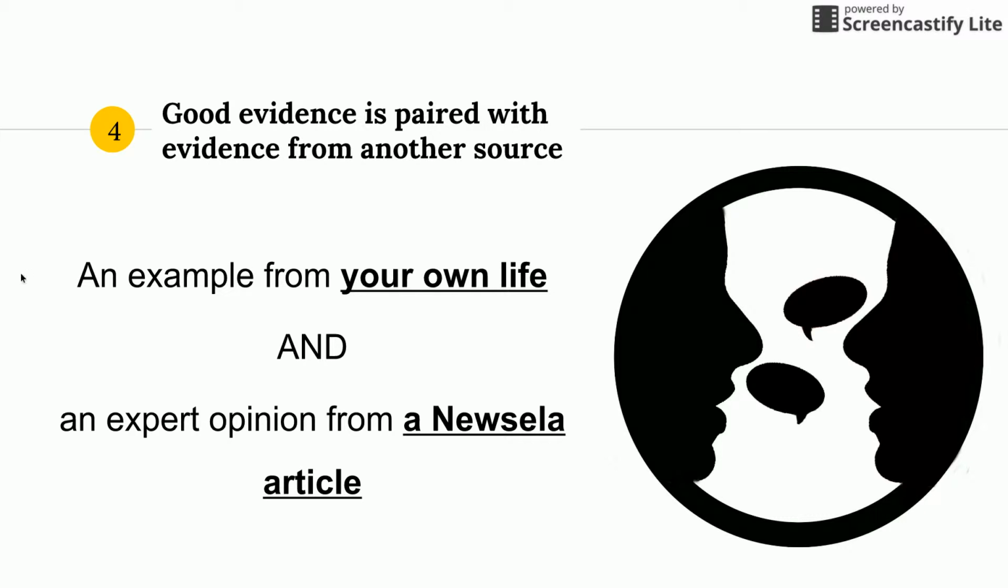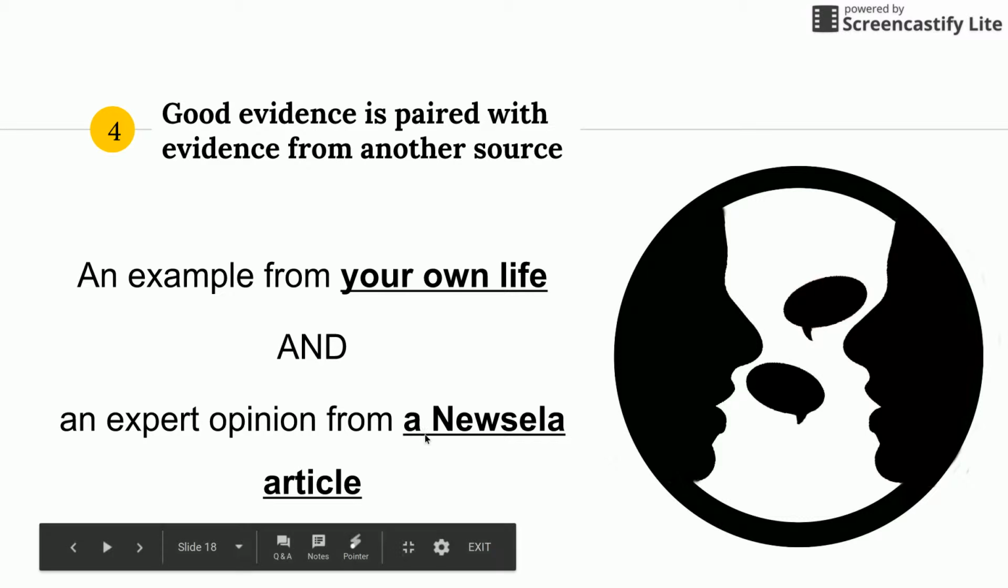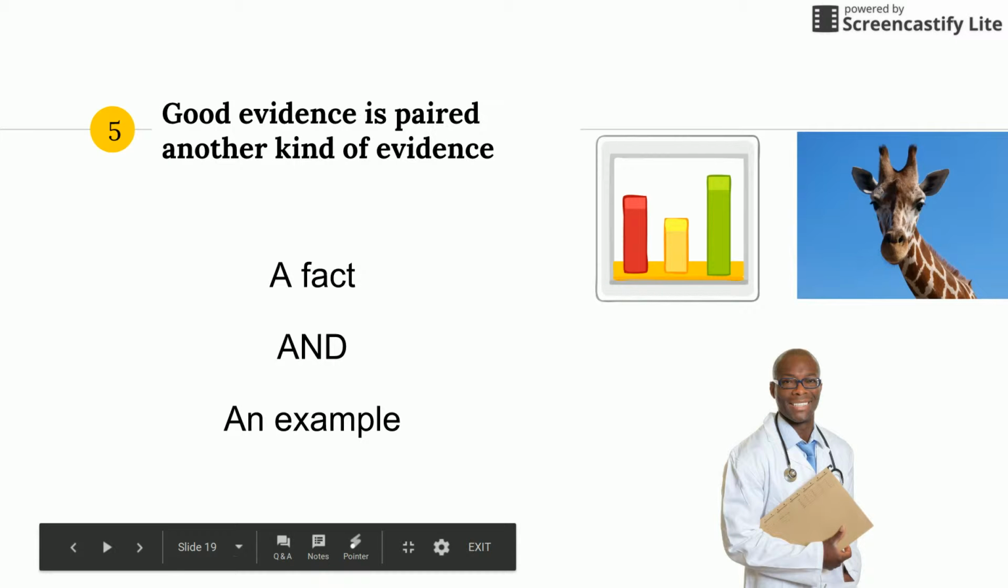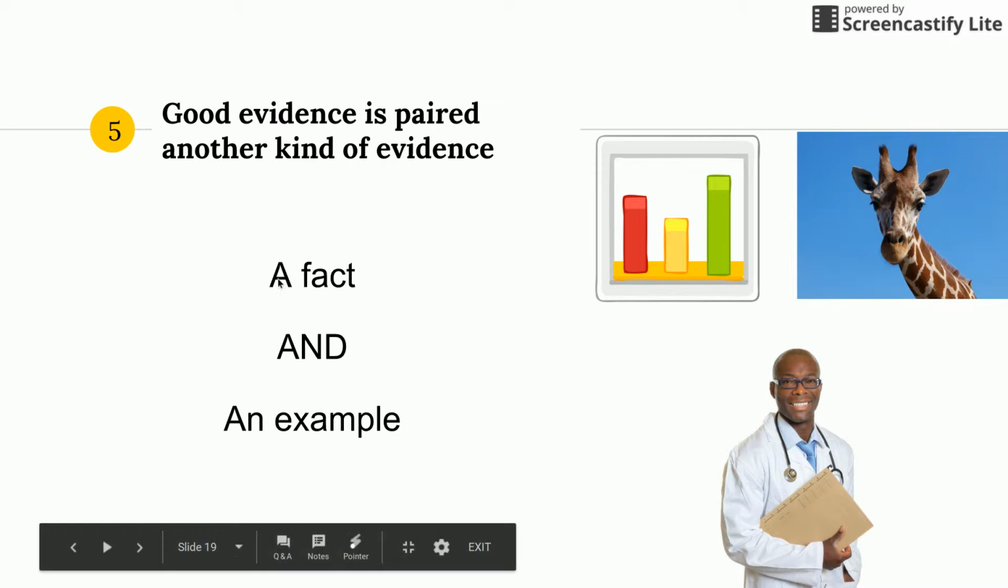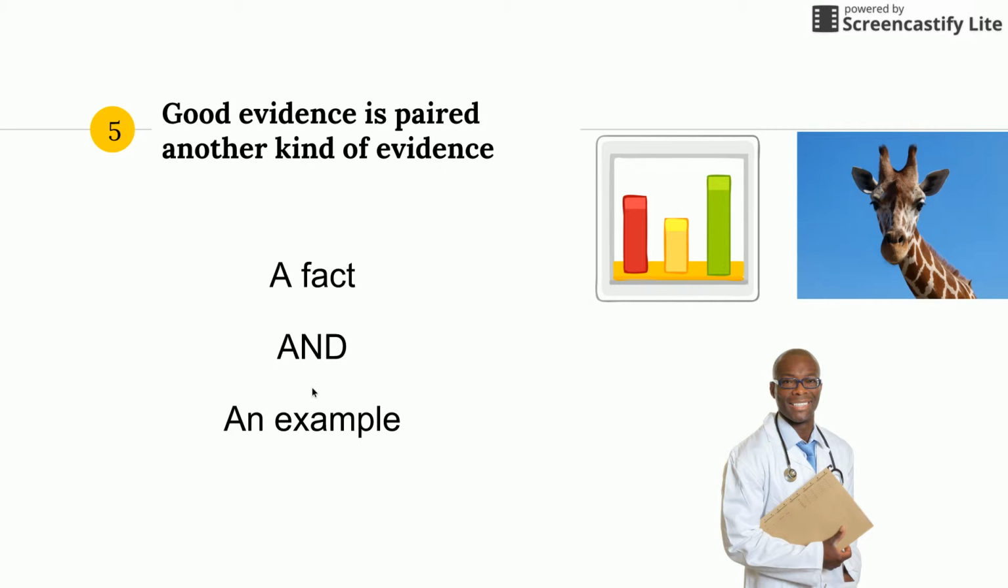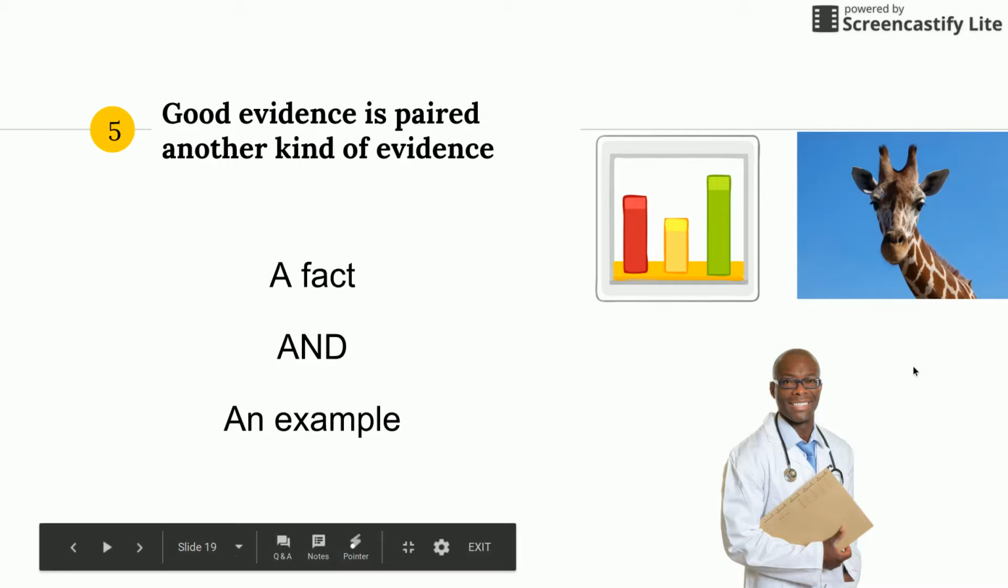And lastly, good evidence is paired with another kind of evidence. So you might have a fact that's going to back up one of your key ideas, use it, but also use another type of evidence. Also use an example or use an expert opinion. That blend is going to best prove your claims. So in sum, unless you select good evidence, you can be absolutely right, but no one is going to believe you.